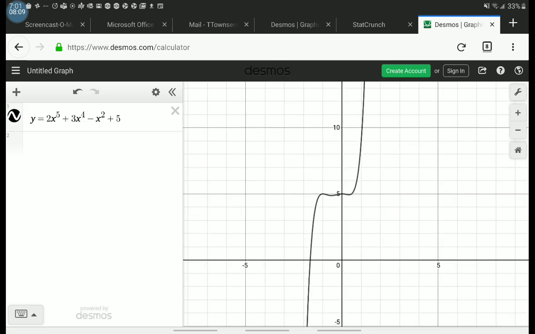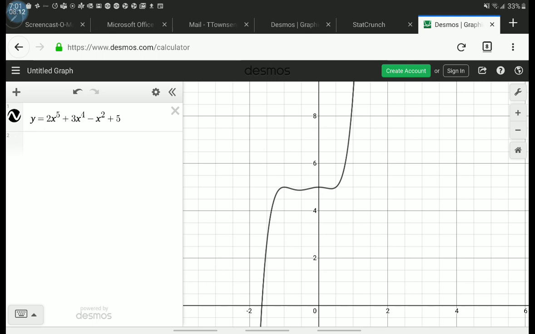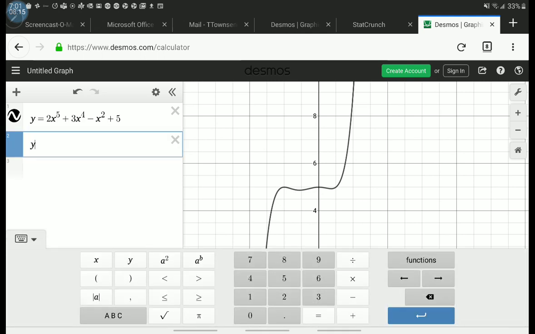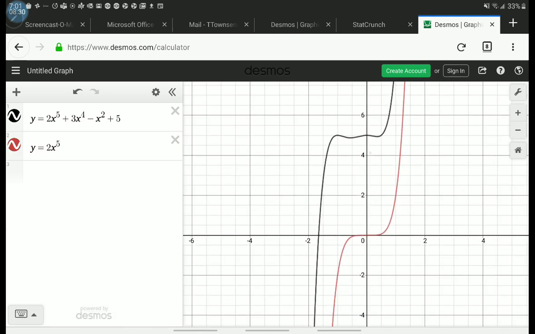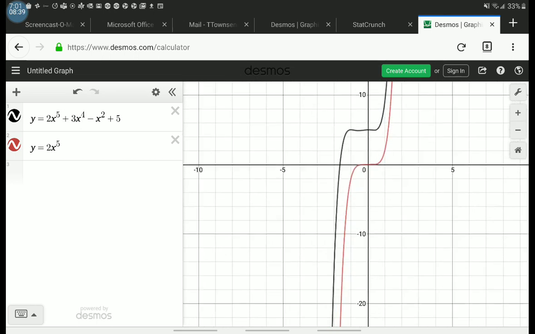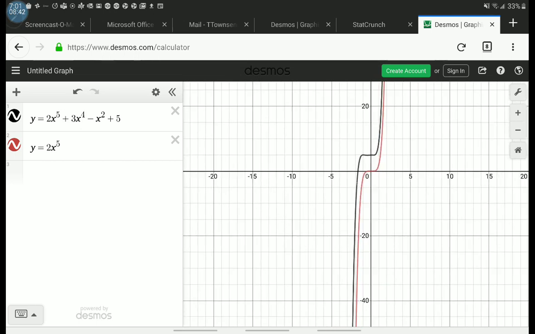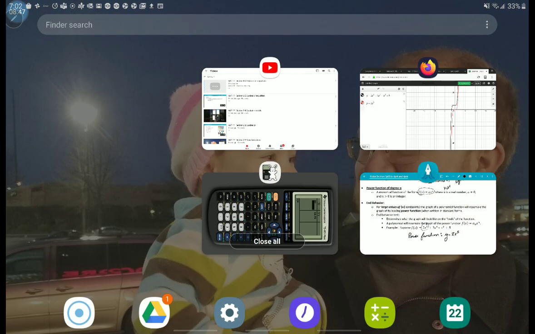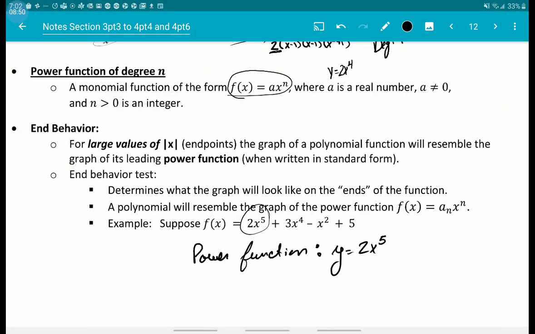So there's our graph. You can see it's got some wiggles in here. The power function is the function that this is going to resemble on the ends of the graph. So we are saying this is going to resemble y equals 2x to the 5th. Okay, so you can see there's a big difference in the middle. We're not concerned about the middle with the power function. We're concerned about the ends. So as I zoom this out, you can see how that red graph is matching up with that black graph on the ends. And that's what the power function does, it matches that up on the ends of the graph.